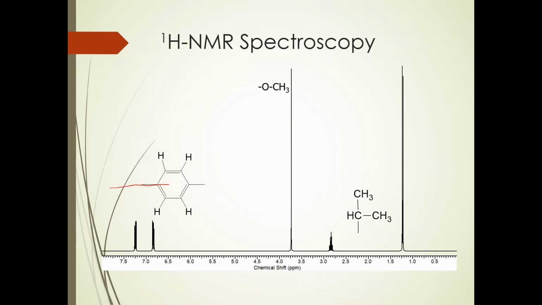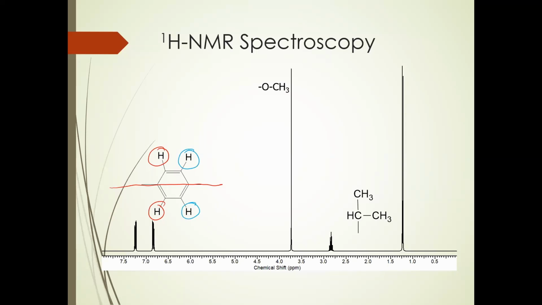We have 2 signals in the aromatic region. Because of symmetry down this axis, we know that these hydrogens are going to be equivalent to one another. And these 2 hydrogens are going to be equivalent to each other. And so we get 2 sets of peaks, and they each integrate to 2.